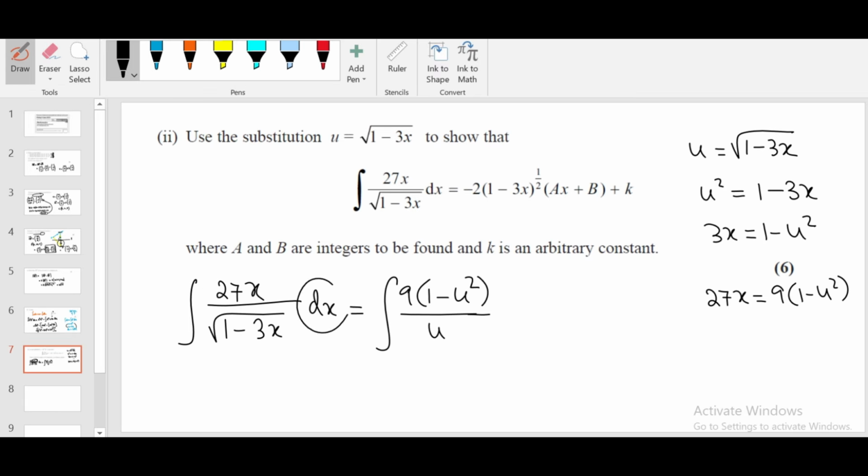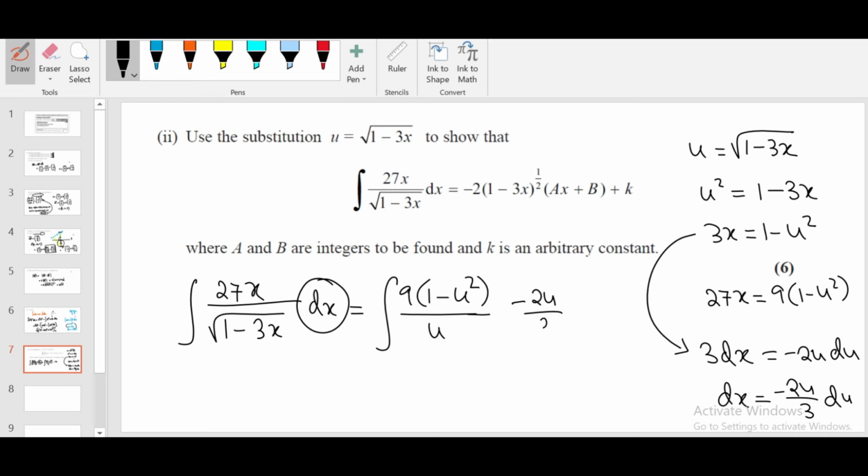Now we are left with dx. So from here you can apply implicit differentiation. 3 dx is equal to 1 becomes 0, minus 2u du. So dx is basically minus 2u over 3 du. So I'm going to replace dx by minus 2u over 3 du. So we can cancel u and u because it's in multiplication. 3 nines are 9, and then maybe multiply this negative inside, or you can just put the negative 6 outside. 3 times minus 2 is negative 6 outside.